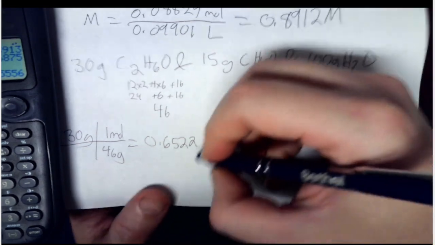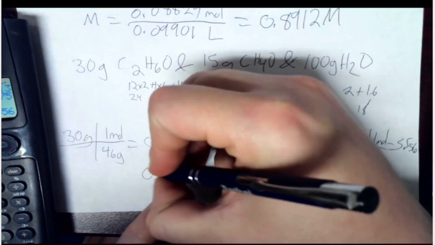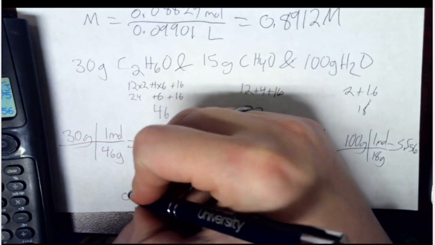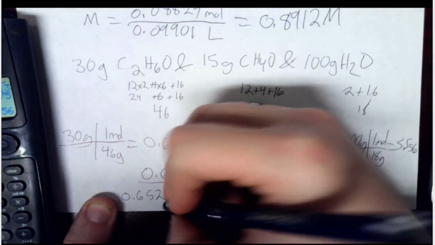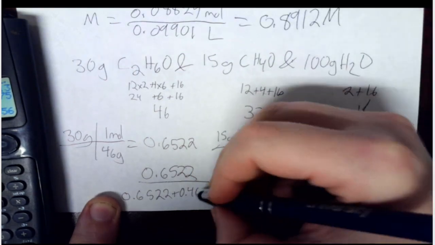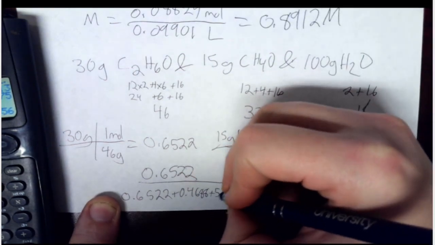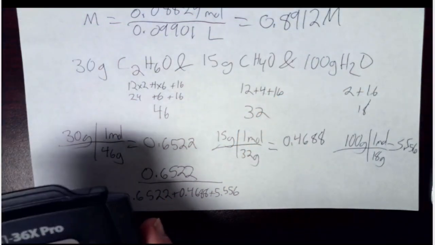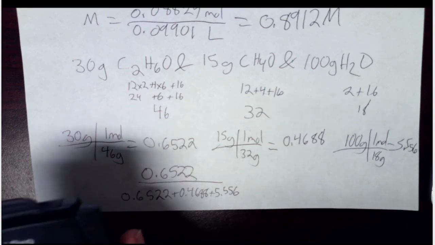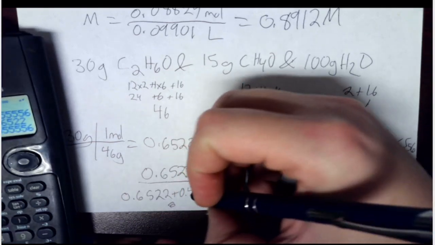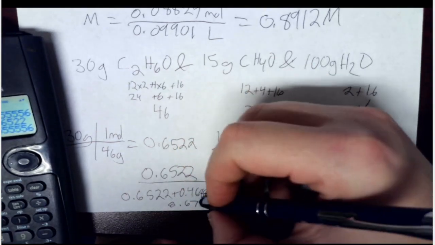So with that in mind, the mole fraction of ethanol is going to be 0.6522 divided by the sum of our individual moles, 0.4688 and 5.556. 0.4688 plus 0.6522 gives us the total sum on the bottom, which is 6.67, we'll say 7.